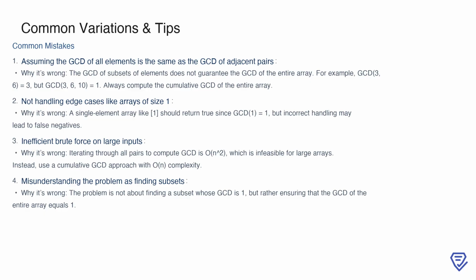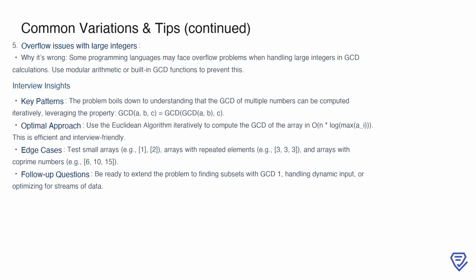Lastly, misunderstanding the problem is another frequent error. Remember, it's not about finding subsets with a GCD of 1, but about ensuring the GCD of the entire array equals 1. Now, let's address potential variations and insights that can help in an interview setting.